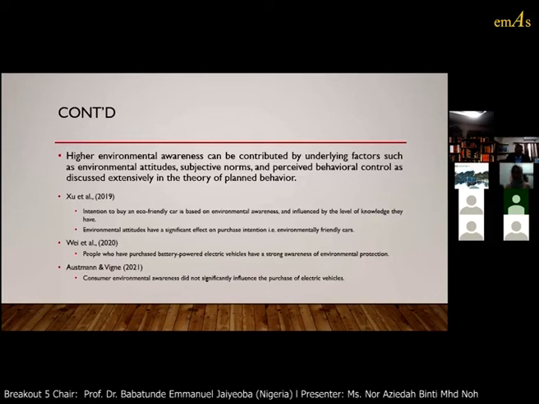Consumer environmental awareness is also important in influencing green purchase because, as we can see, of the previous researchers, two of them agree that environmental awareness influences green purchase, but the last authors said that environmental awareness did not significantly influence the purchase of electric vehicles. This is because of money constraints.